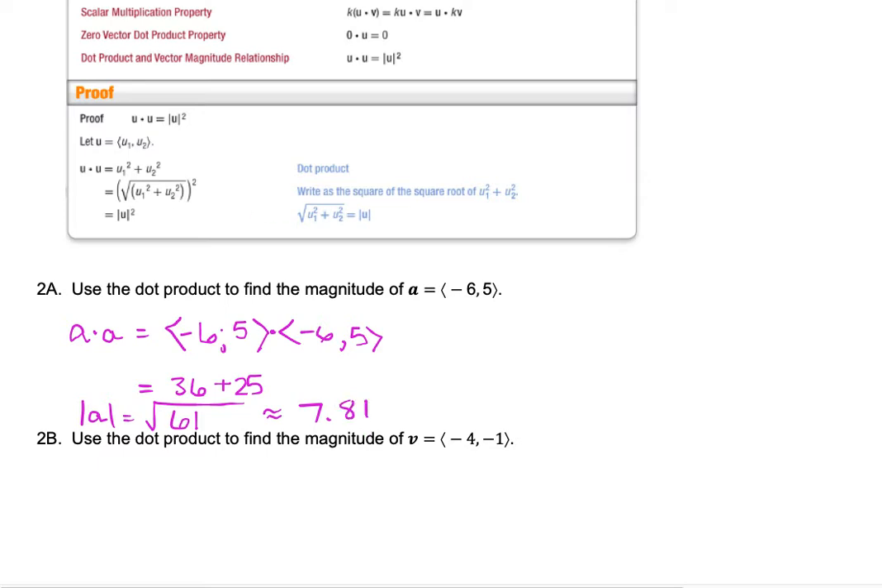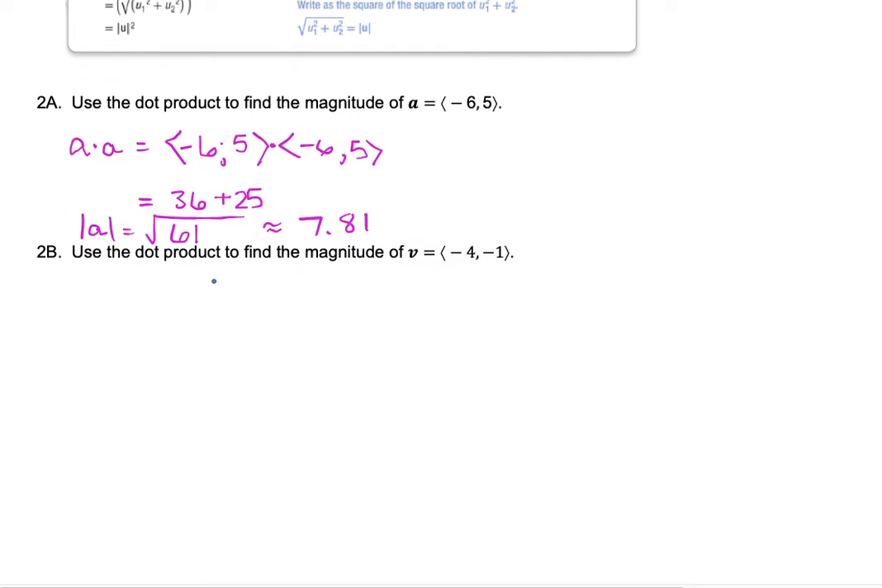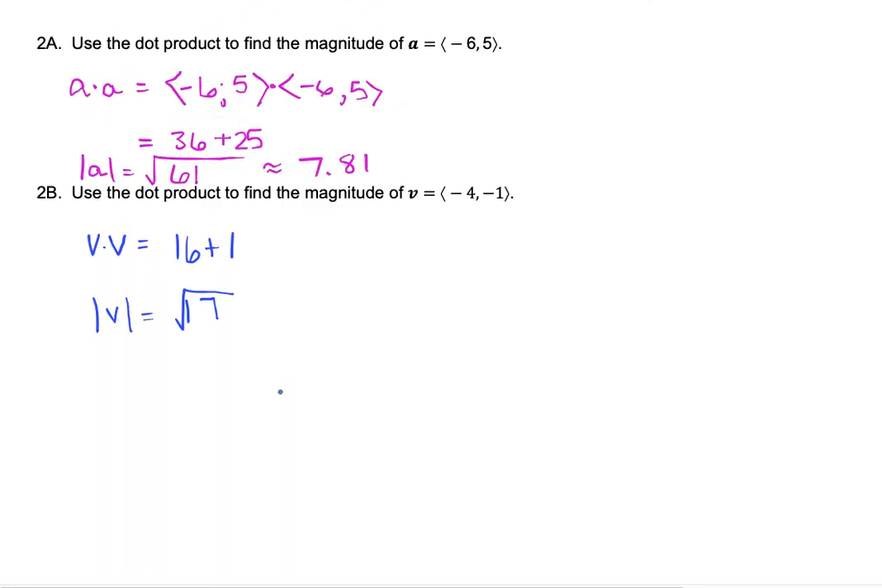Let's try it again. It's not hard, but it can be a little confusing. So we will take vector v dot product itself. So it's negative 4 times negative 4, which is 16, plus negative 1 times negative 1, which is 1. So we have 17, and to find the magnitude, we just need to take the square root of it. So vector v has a magnitude of the square root of 17.